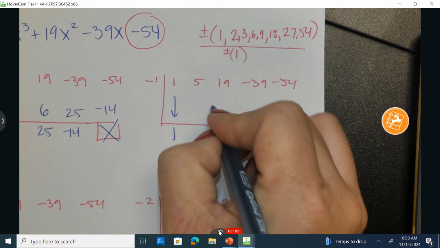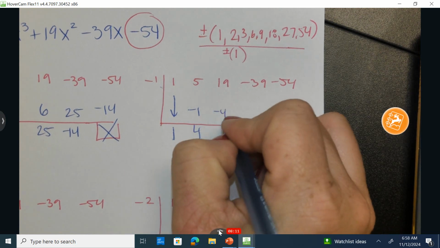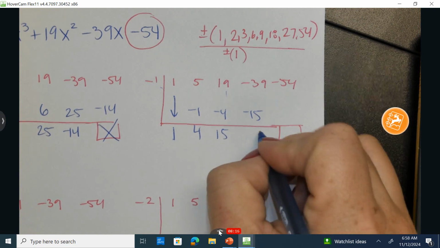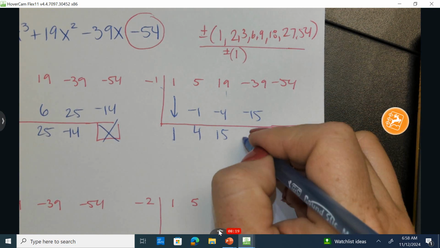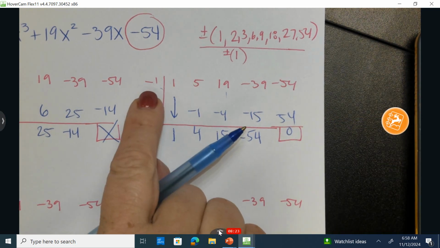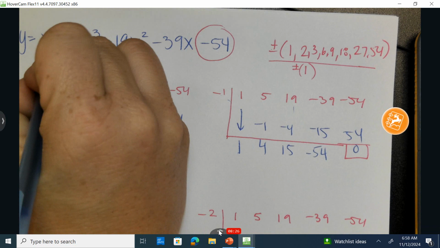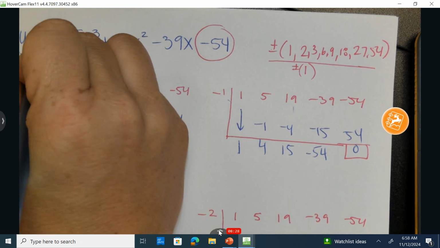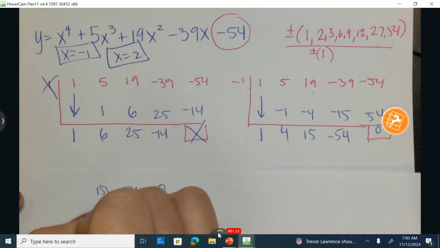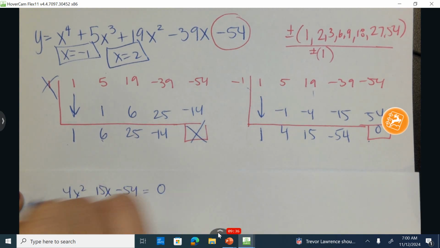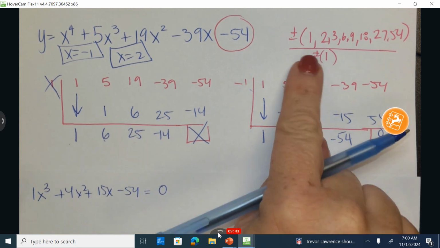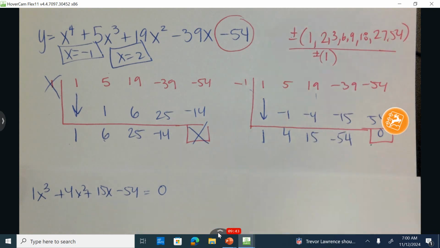Once I drop down the first number, I'm going to multiply and add, multiply and add, multiply and add down, multiply. Oh, I get 0, that works. So I know that -1 is one of the 4 solutions. X equals -1. So this has no x's, 1x, 2x's, and 3x's. And I'm going to now continue to try the values.